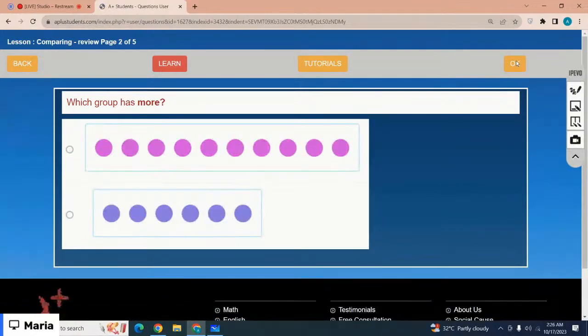Which group has more dots? Which option is the correct one? Let's just start matching the dots, right?